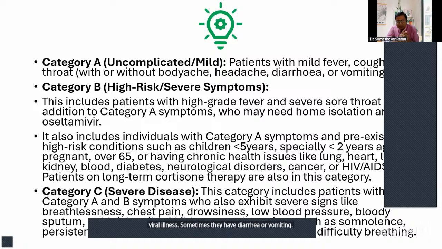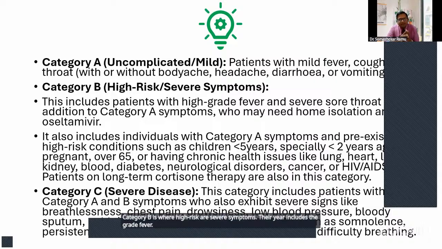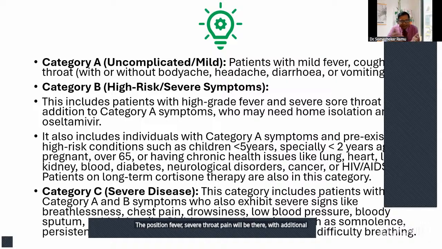Category B is where there is high risk or severe symptoms. This includes high grade fever, persistent fever, severe throat pain, with additional category A symptoms like diarrhea, vomiting, extra respiratory symptoms. This is the area where they require a little home isolation, and that is the time you can think of starting Oseltamivir based on your swab studies. Category B also includes the symptoms I already mentioned. But there is one more category where a few points are added, that is high risk condition.